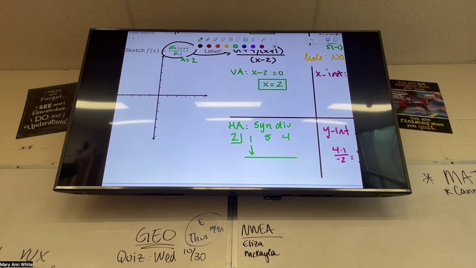If you like long division better for whatever reason, you can always do long division. I'm not here to make things hard for you. I just think synthetic division is easier, so I'm going to keep doing that. So I've got 1 times 2 is 2, 5 plus 2 is 7, 7 times 2 is 14, plus 4 is 18. What is 18?